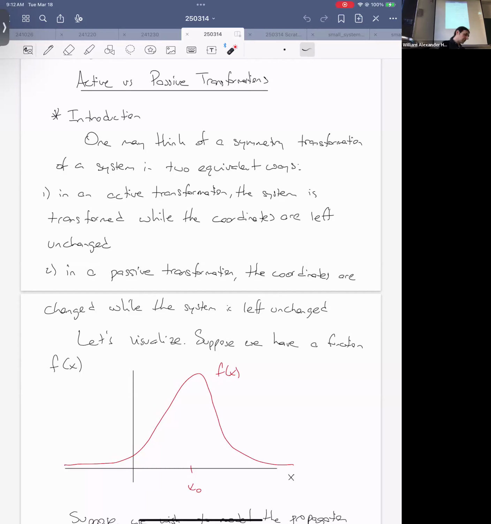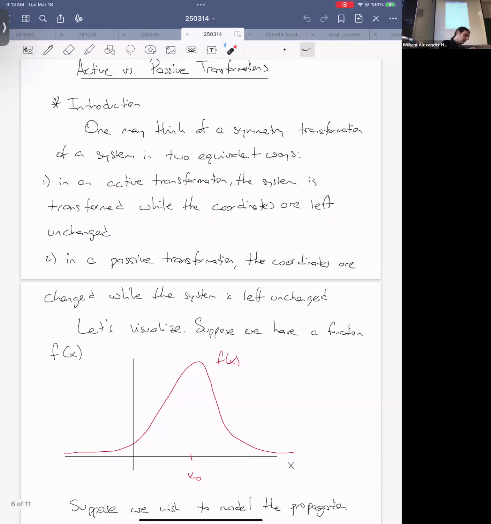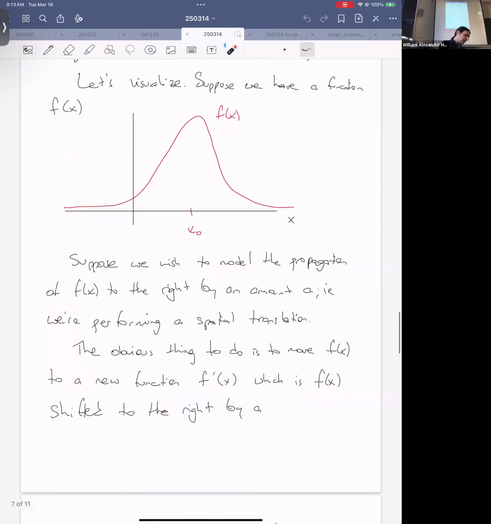Great. So active versus passive transformations, we said that we can think of a symmetry transformation in 2 equivalent ways. So the first is an active transformation, where the system itself is transformed while we leave the coordinates invariant. That's kind of the more straightforward, obvious, intuitive way of transforming some system. We also talked about a passive transformation, where here the coordinates are changed while the system is left unchanged.